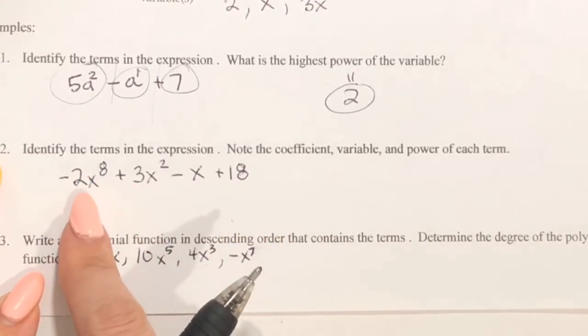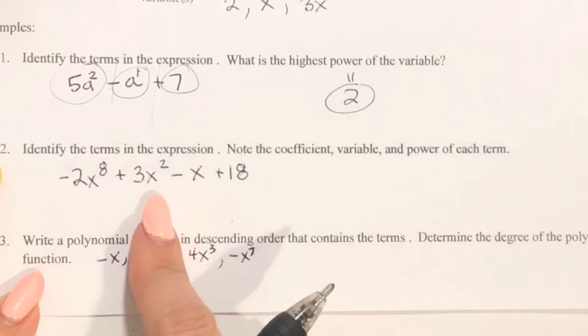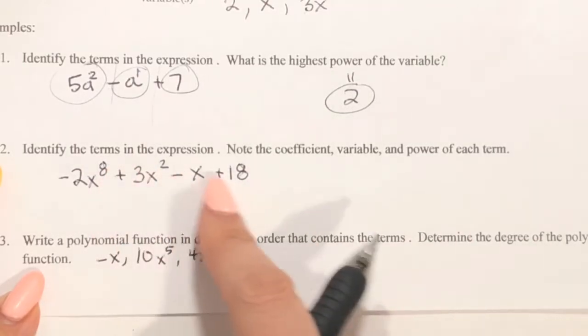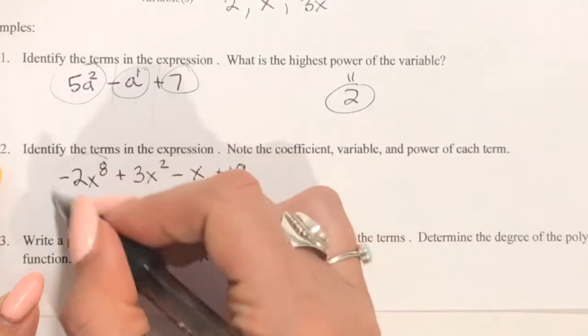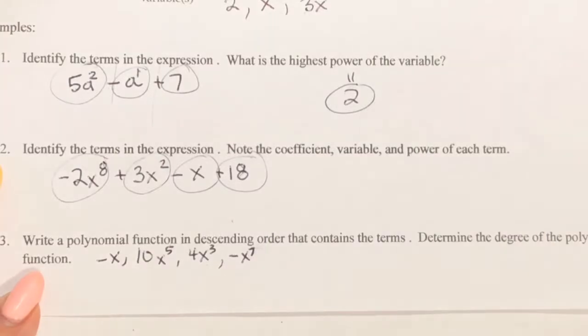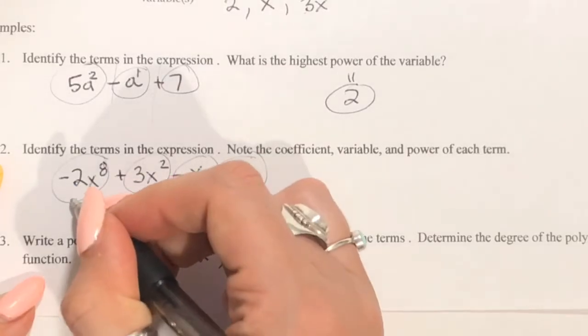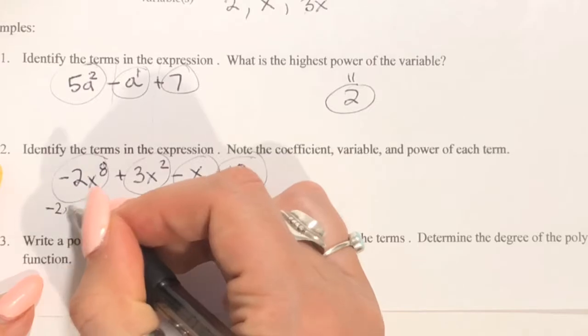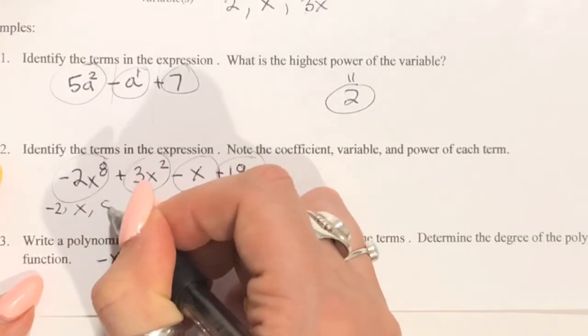We have negative 2x to the power of 8 plus 3x squared minus x plus 18. So again, they're going to be separated by those addition and subtractions. So you have 1 term, 2 terms, 3 terms, 4 terms. And then it says note the coefficient, variable, and power of each. So the coefficient on this one, we do want to take the negative with it. It would be a negative 2. The variable is an x, and the power is an 8.